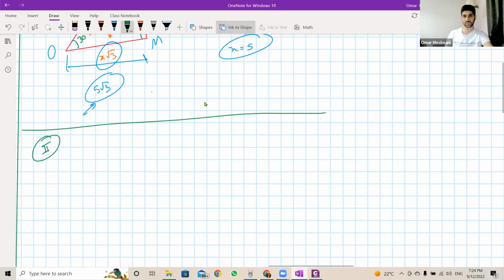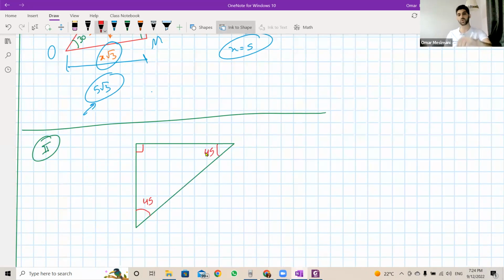is this. Once you have a special right angle triangle that is at the same time an isosceles triangle, like this, the 90, and this is a 45, and this is a 45, right? So this is what we call a 45, 45, 90. The first one was 30, 60, 90. The second one is 45, 45, 90. Okay, so this type we call 45, 45, 90.